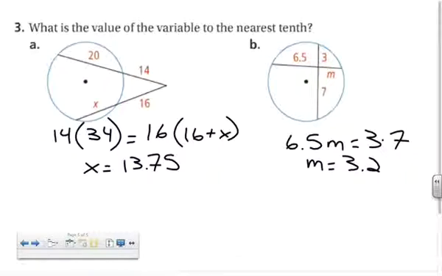If there's any work on the screen that you have a discrepancy with and you don't know why, ask. For part B, what we're looking at is the product of two parts. The product of the parts of one chord will equal the product of the parts of the other chord. The parts of one chord are 6.5 and M, so I multiply them together. And the parts of the other chord are 3 and 7. Part of the issue with this diagram is it's kind of hard to tell in this upper right corner what's referring to what. So if that was the problem, perfectly understandable.